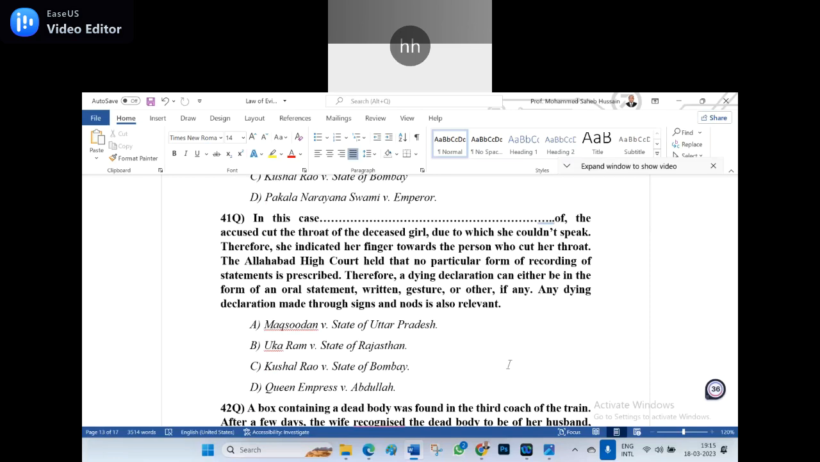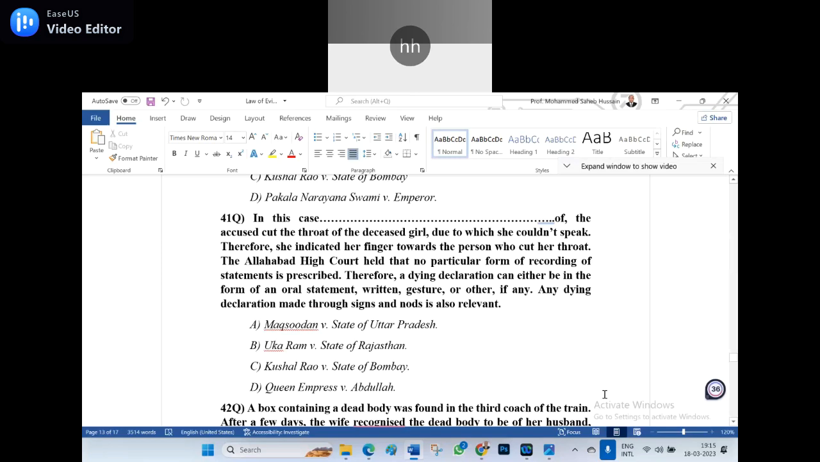A. Maksudan versus State of Uttar Pradesh. B. Ukaram versus State of Rajasthan. C. Kushal Rao versus State of Bombay. D. Queen Empress versus Abdullah. Option D, sir. Queen Empress versus Abdullah. I said in my last class R versus Abdullah. In some cases I found R versus Abdullah, but in some cases I found Queen Empress versus Abdullah. But anyway, either you say Queen, or Regina, or Rex, or King, it is a state. Is it clear?